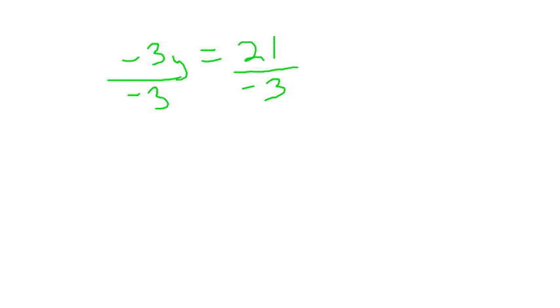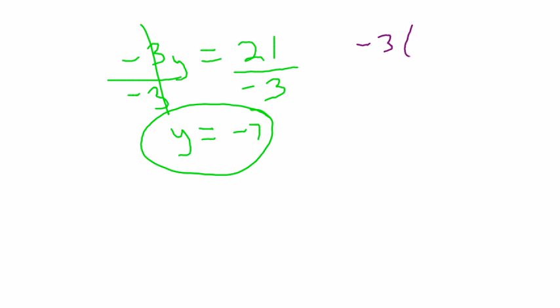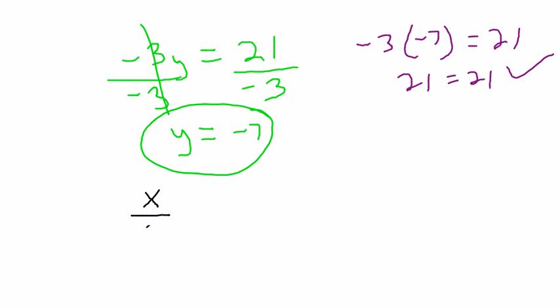Negative 3 divided by negative 3 is simply 1, so we're left with 1y equals, well, 21 divided by negative 3 is negative 7. And we will do our check to ensure that we're correct. Negative 3 times negative 7 should equal 21, and it does. Our solution, once again, checks out. Okay. Let's see, what if we had an equation like this? x divided by 3 equals -9.